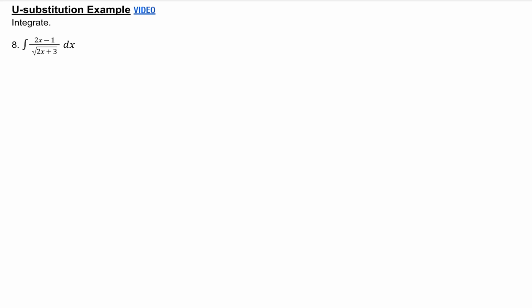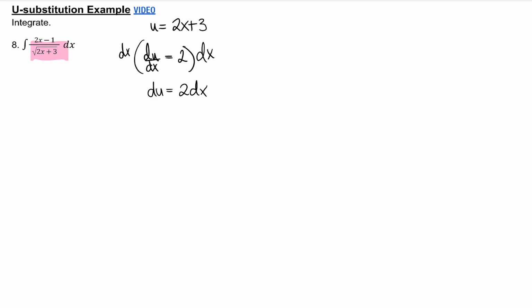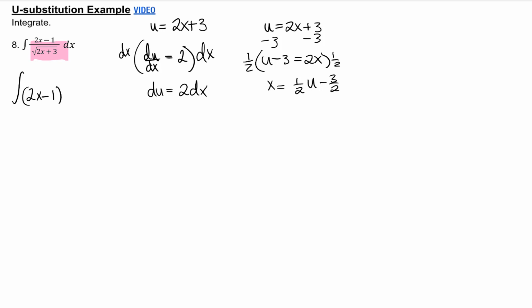Again, for u-substitution, oftentimes the radicand should be selected as u. Du over dx is 2. When you multiply both sides by dx, du is equal to 2 times dx. If I were to solve for x in terms of u, I would get 1/2 u minus 3/2. It is helpful to write this as a product with negative exponents.